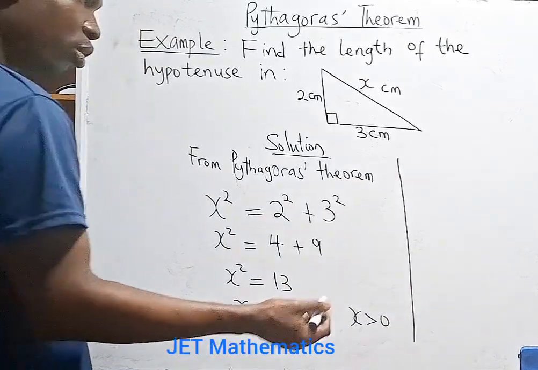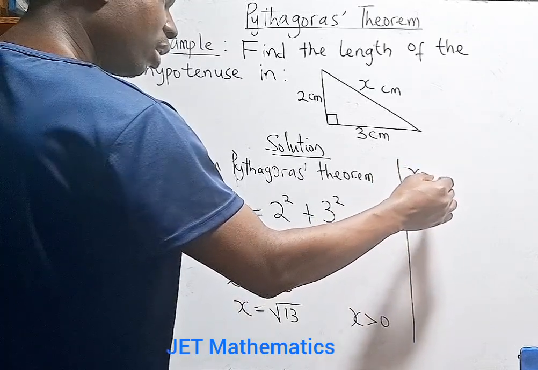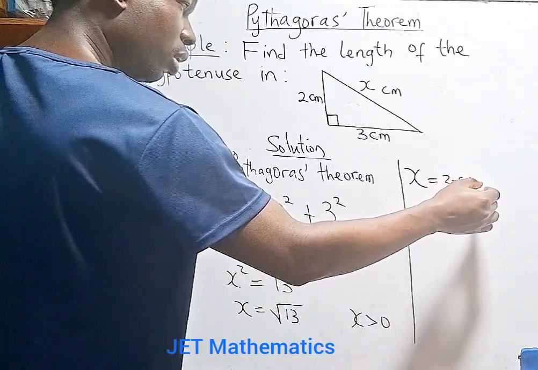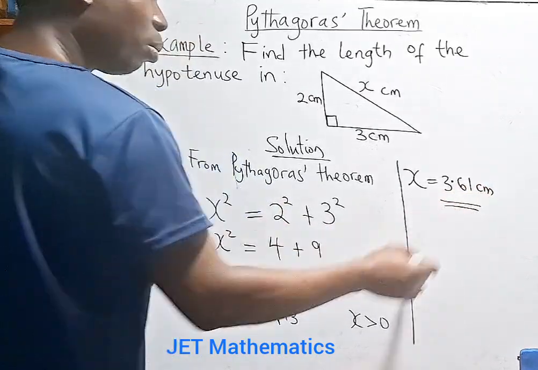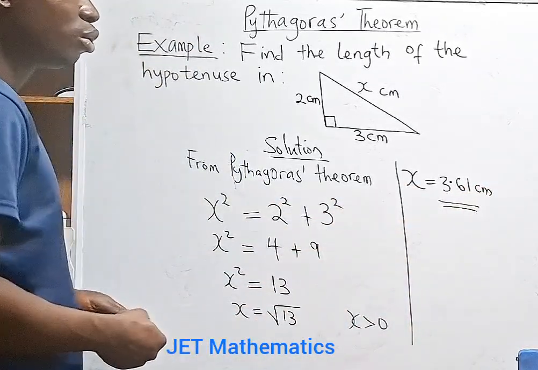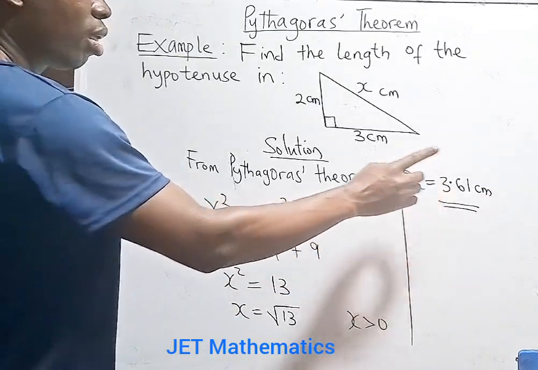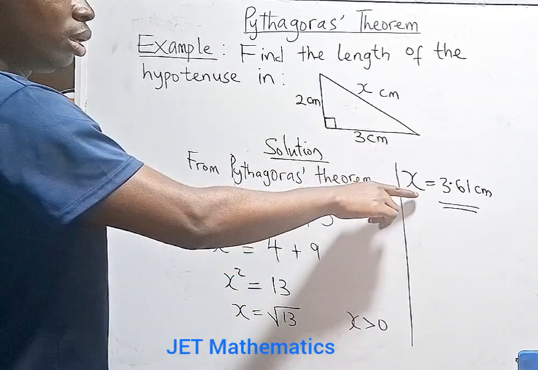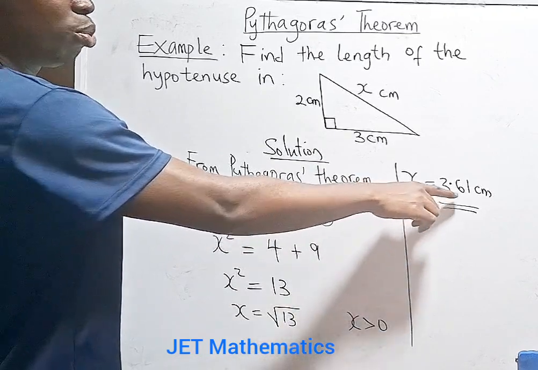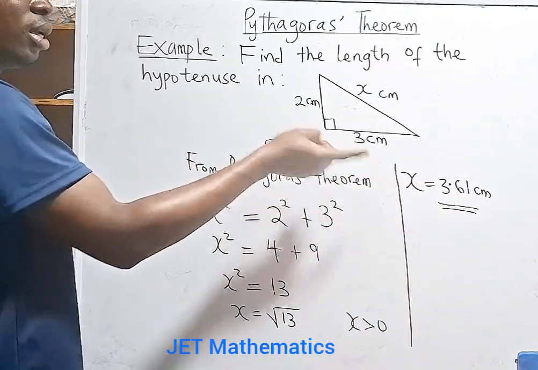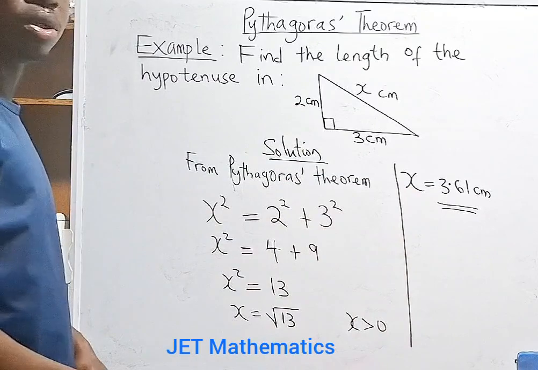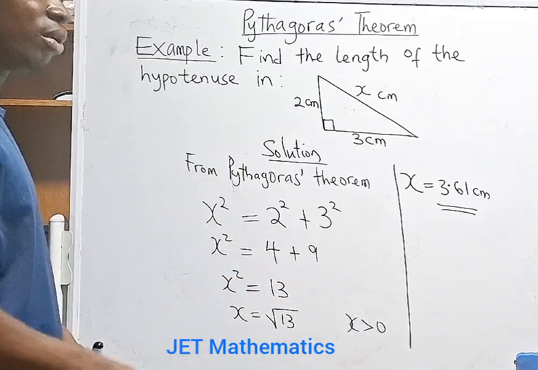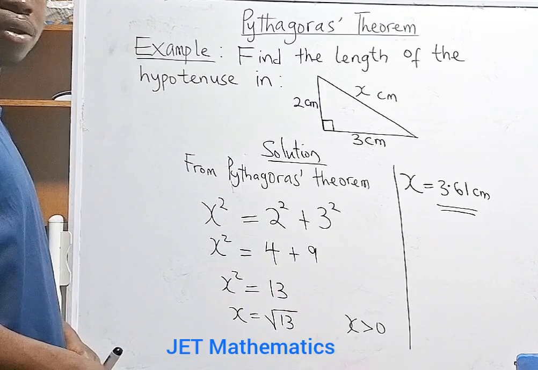So this is in short form. We can write our final answer as s equals 3.61 centimeters. This is the length of the hypotenuse. And take note, the hypotenuse is always longer than the other two sides. As we discussed in our previous class, you see the length now is 3.61. It's longer than this and also this. So the hypotenuse is always the longest side of a right angle triangle. This is how you calculate for the hypotenuse of any right angle triangle.